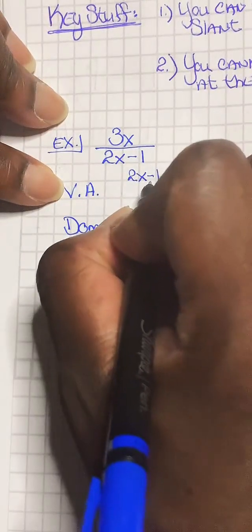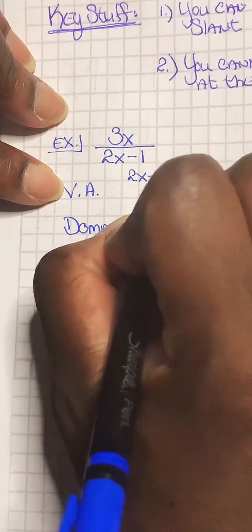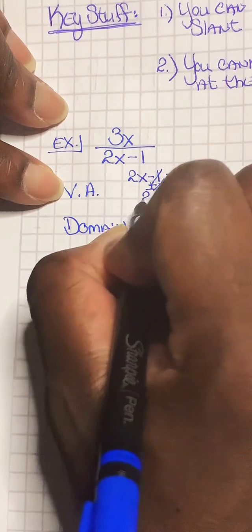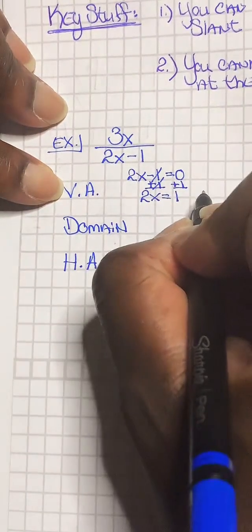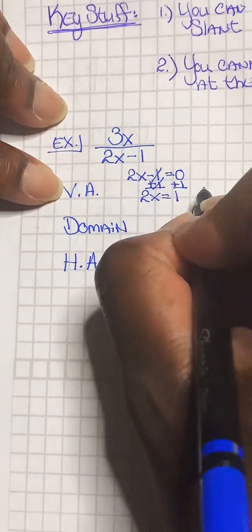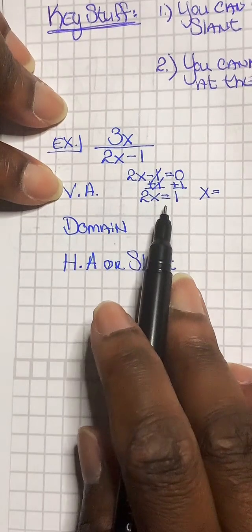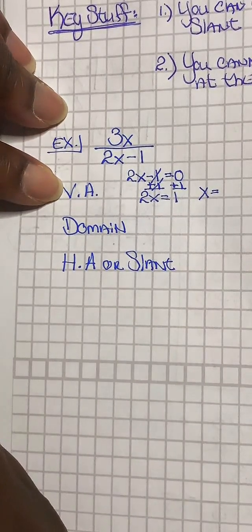So we're going to add 1 to both sides. So that gives me 2x is equal to 1. What would x equal? If 2x is equal to 1, what would x equal? Go ahead, put it in the chat.